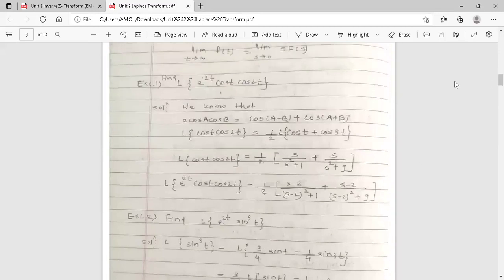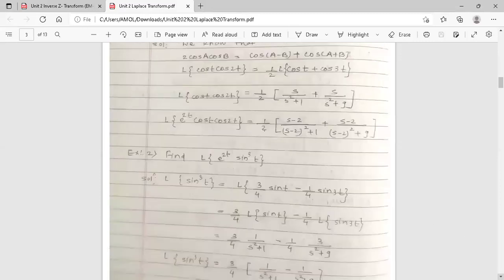So here, the power of the exponential function has coefficient plus 2. If it is minus a, then we replace s by s plus a. But here it is plus. So we are going to replace s by s minus 2. In every term, replace s by s minus 2. s minus 2 upon s minus 2 whole square plus 1, plus s minus 2 upon s minus 2 whole square plus 9. So we are using the first shifting property to find the Laplace transform of e raised to 2t cos t cos 2t.